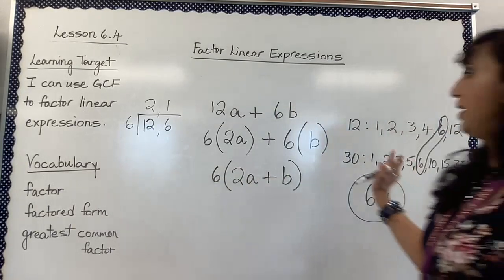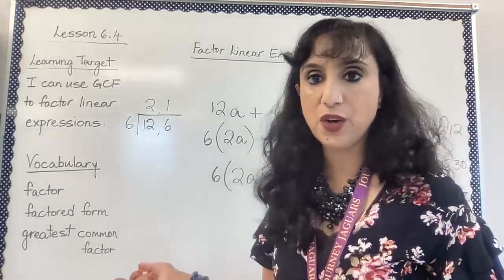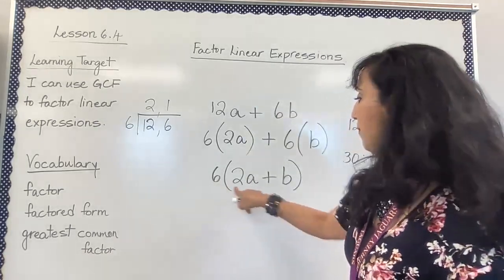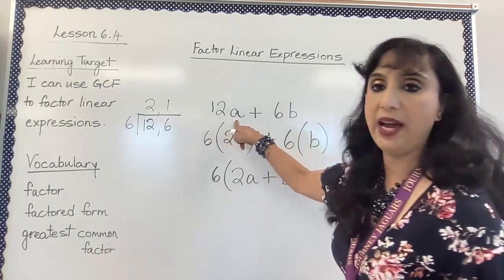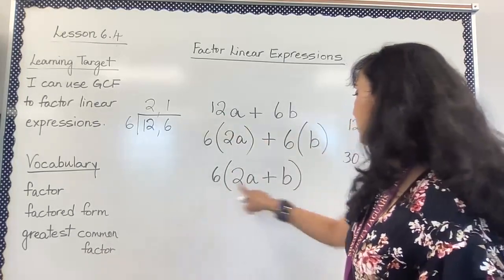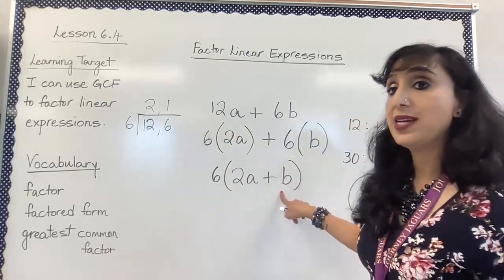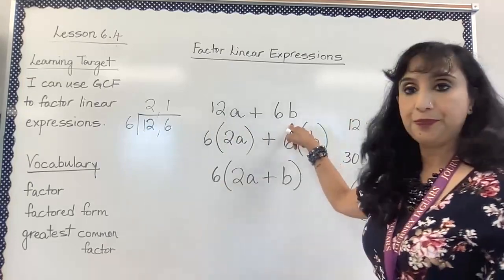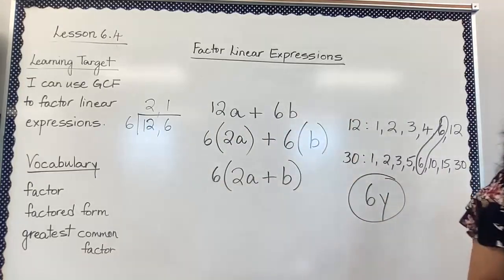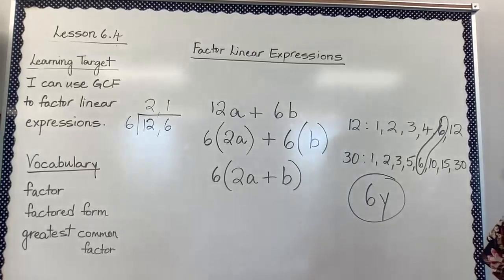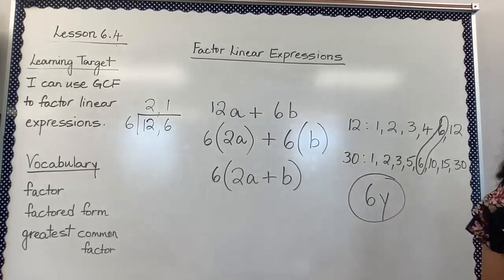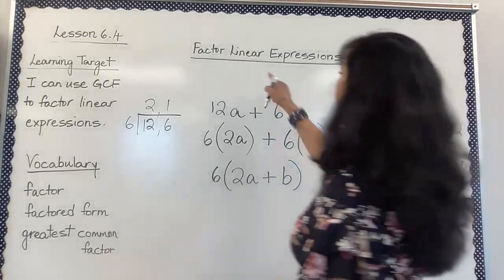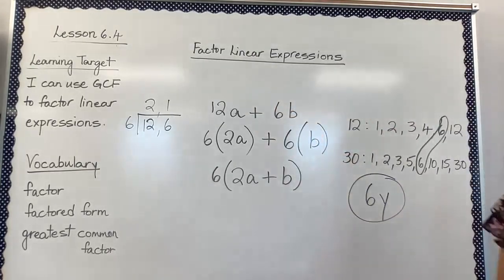Okay, so if you look at it, I'm using the distributive property to show you, what is 6 times 2? This is 12a, 12a. Okay, plus 6 times 1 is what? 6, 6b. All right, so this is how we use the GCF and factor it out. So this is how to factor linear expressions. All right, so let's go ahead and solve a problem.